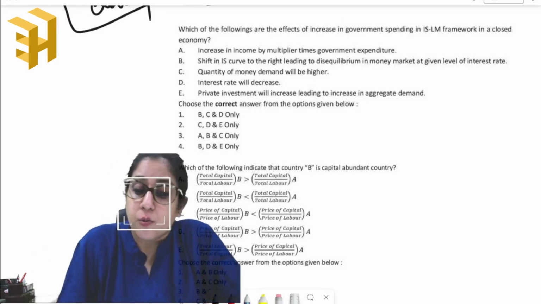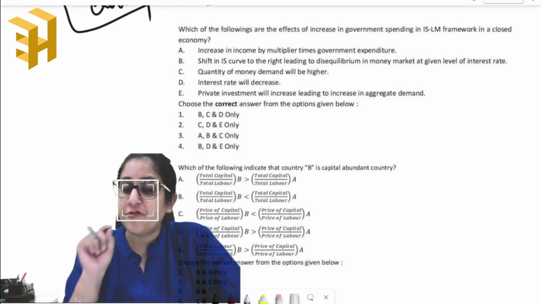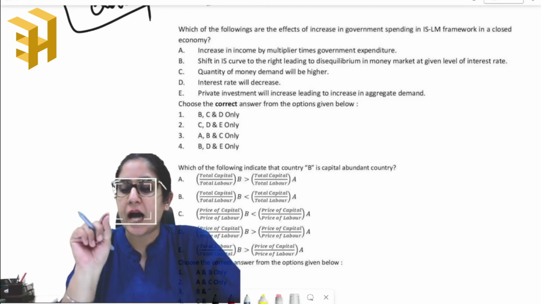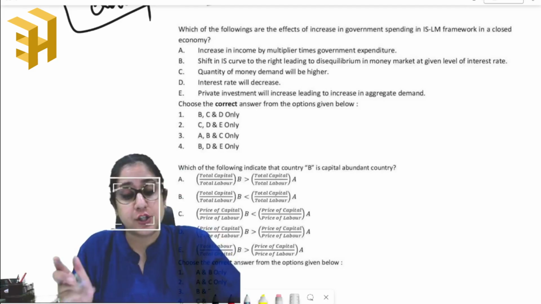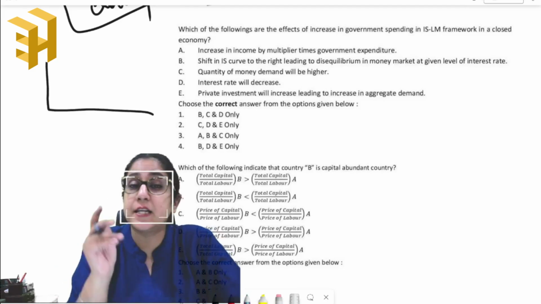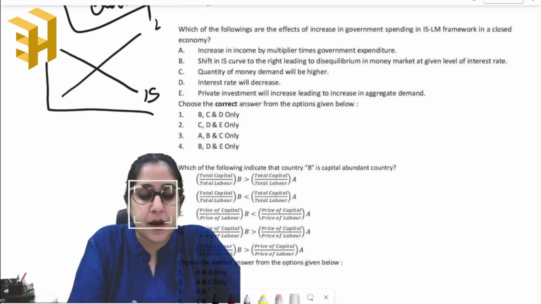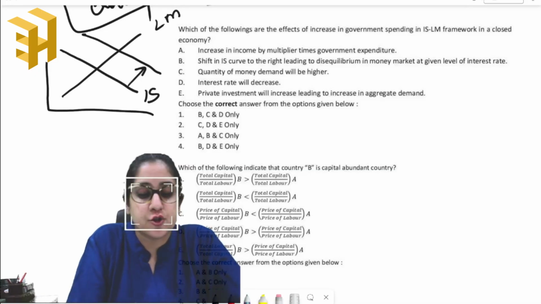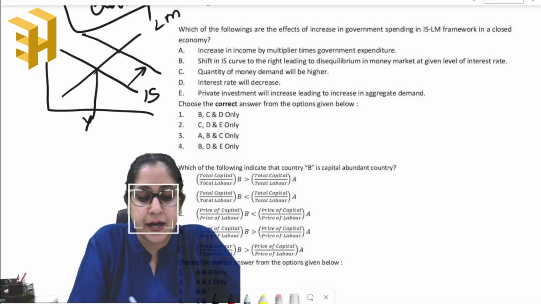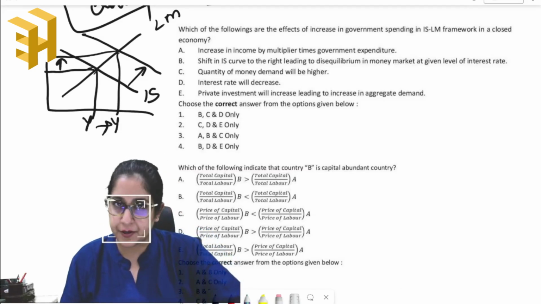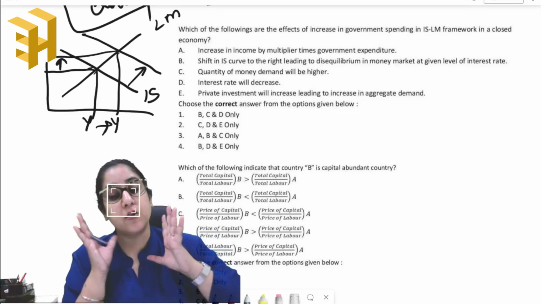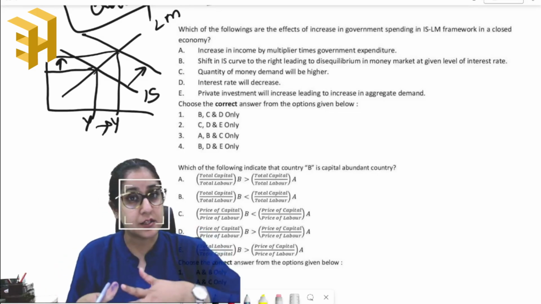Next question. Which of the following are the effects of increase in government spending in the ISLM framework in a closed economy? So if there is an increase in government spending, I know that my IS curve will shift rightwards. Okay. So as a result, my income will increase and the interest rate will also increase. Okay, so this is the basic, and on this basis we are going to answer this question.